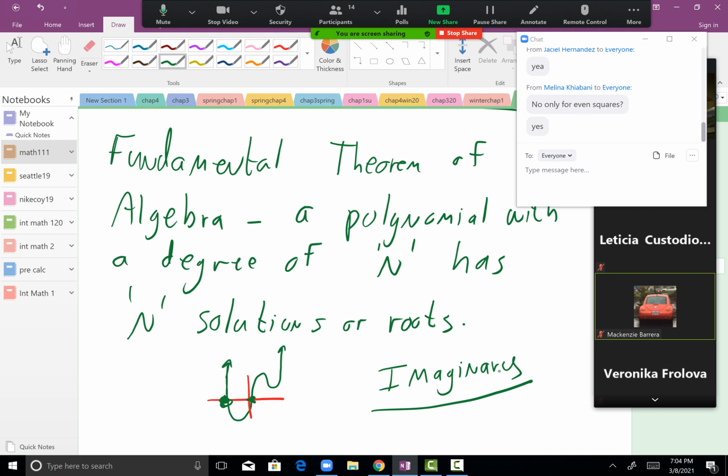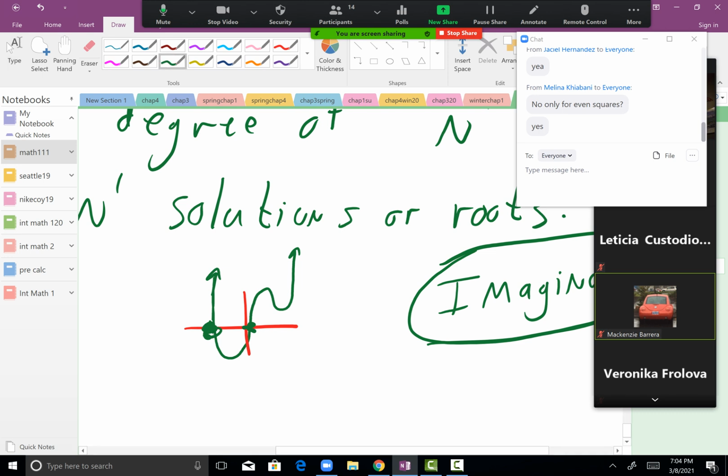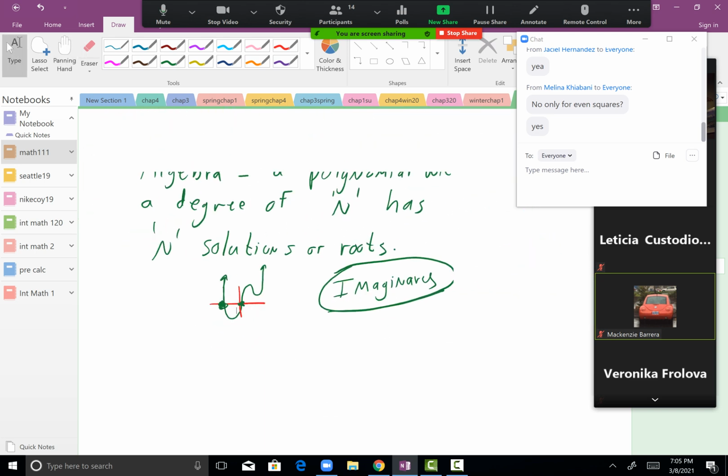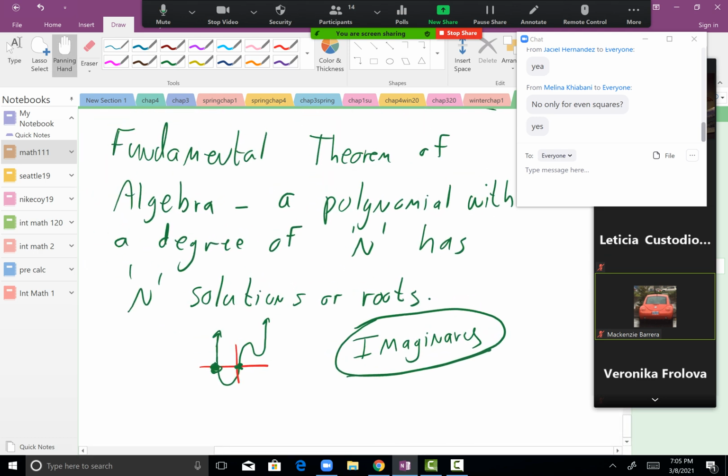All right, so the fundamental theorem of algebra basically says that if you got a degree of n, you're going to have n solutions. But also, some of those solutions could be imaginary. Okay, they could be. So in this situation here, where we have 2 x-intercepts, that means the other 2 are imaginary. Okay, that's what that says.